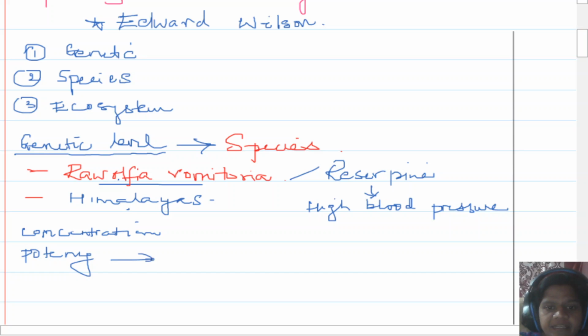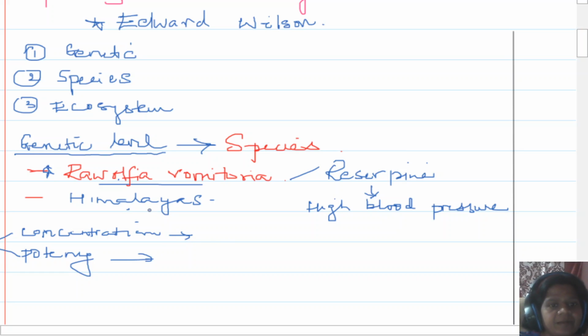Potency means effectiveness. Concentration is the amount that you get. So these two things, although we're talking about the same plant, these two things differ. There is a variation at the genetic level within the species when it comes to concentration and the potency of reserpine that is extracted from Rauwolfia vomitoria. Right? So this is at the genetic level.